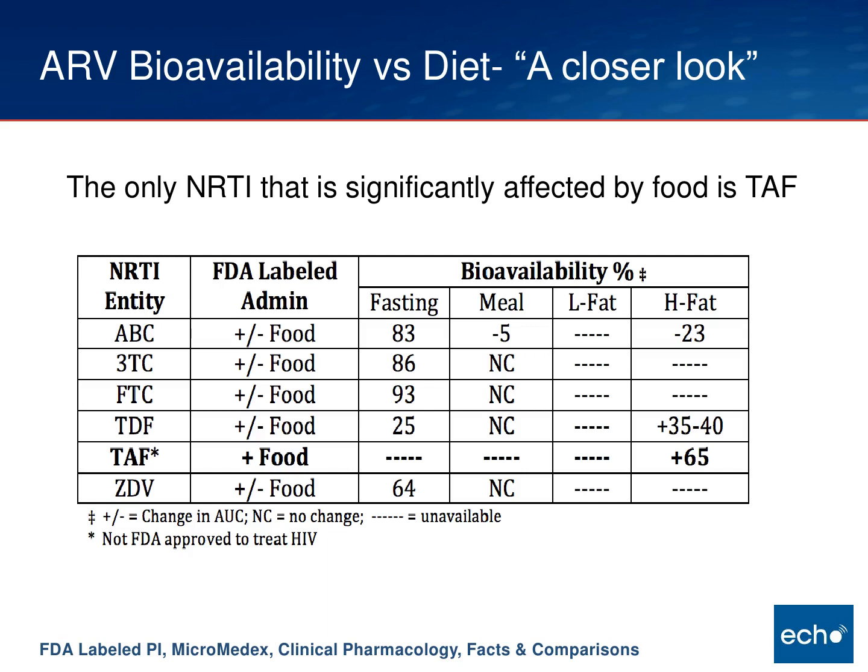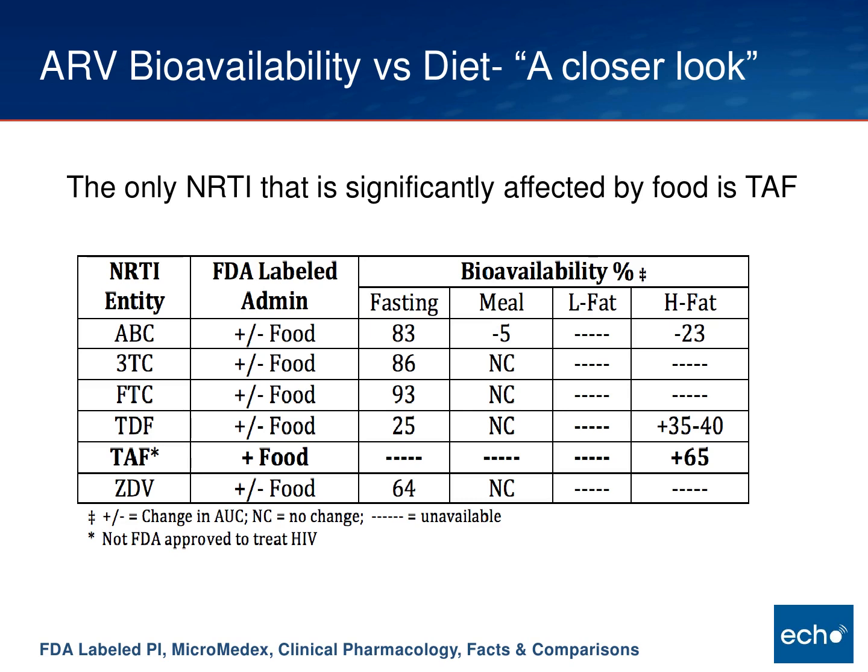Okay, so what I've done is to try to take a closer look at ARV bioavailability and diet. And to do that, I've created tables for every therapeutic class looking at how different types of diet affect the availability of those drugs. I've referenced the FDA prescribing information. I've referenced Micromedex, clinical pharmacology, and Facts and Comparisons as references. And you can see one of the columns in the table denotes the FDA recommended administration guidance, either plus or minus food, or plus food, or minus food. And then there's 4 columns that describe the effects that different dietary conditions have on the bioavailability of medications.